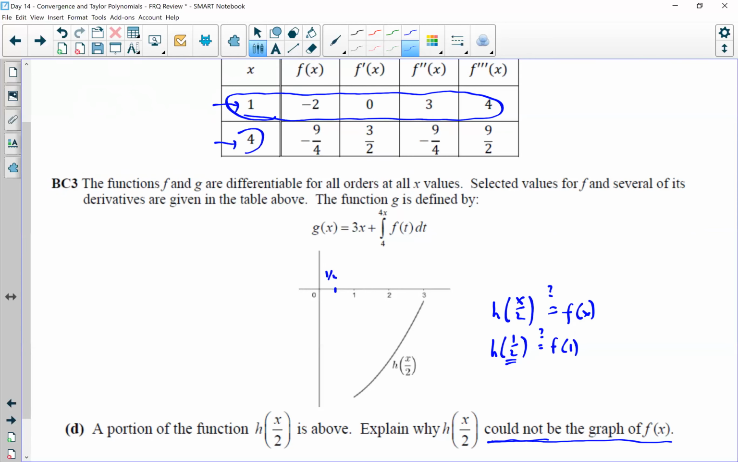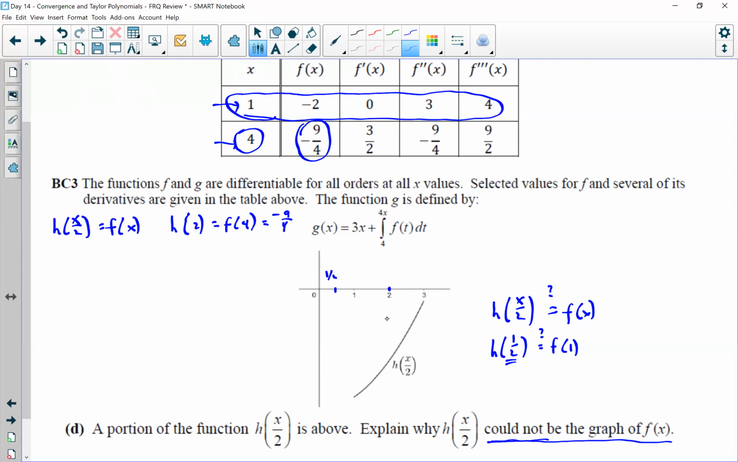But maybe we examine this other value that we know at 4. If h of x over 2 is in fact going to be the same as f of x, then they should match up at x equals 4. And so h of 2 should be the same as f of 4, shouldn't they? Because if I plug in 4 to both of those, they should match up. Well, we know what f of 4 is. It's -9/2. So these two things should both be -9/4. Sorry, not -9/2.